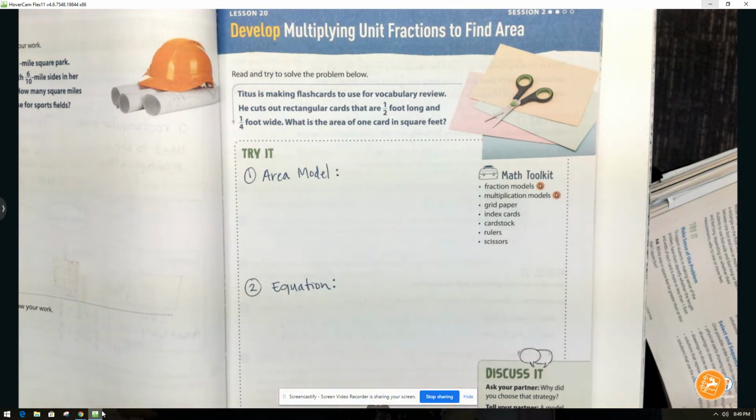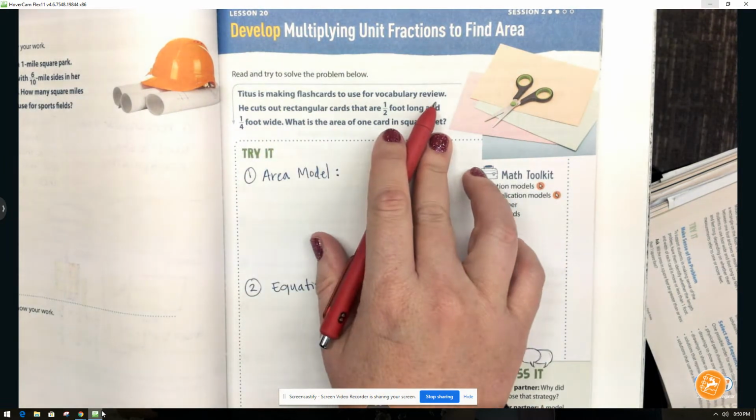As I've mentioned before, many of you will probably default to using an equation, but I really feel like it's important for you to know how to draw area models just because they really help the concept make sense to you when you're thinking about the word problem. So first of all, what is this problem talking about?